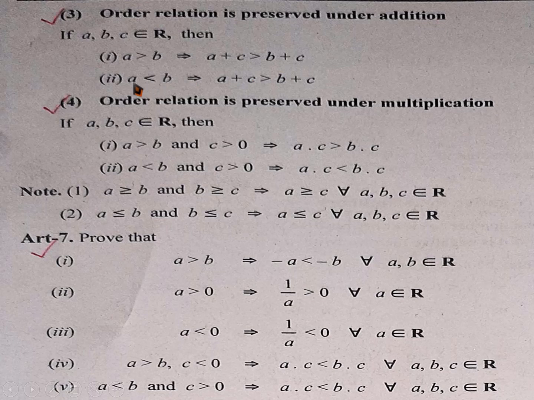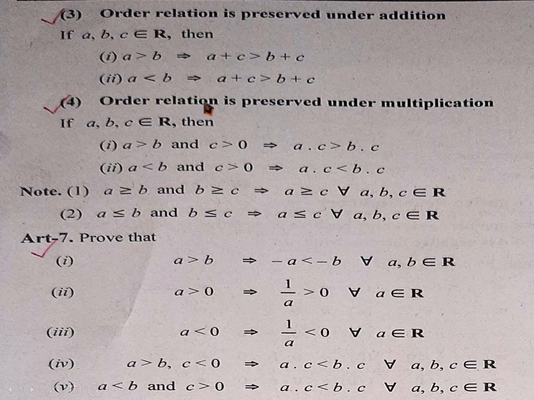On similar lines, a less than b, adding c on both sides, a plus c is, here is a mistake, this is not greater than, here it is less than. Okay, a plus c is less than b plus c.